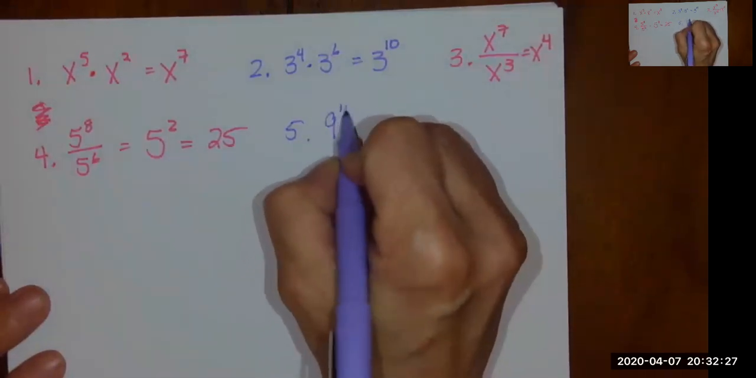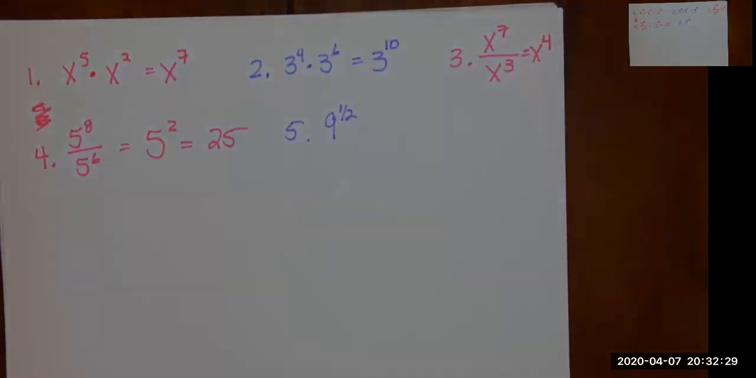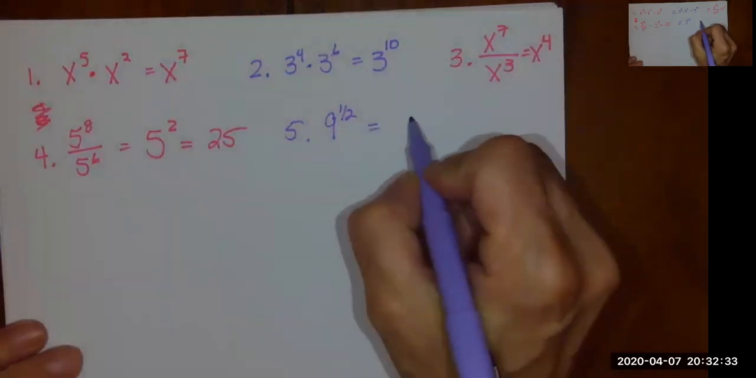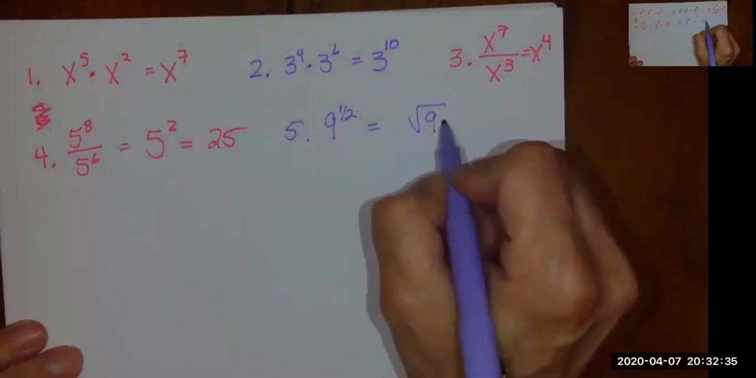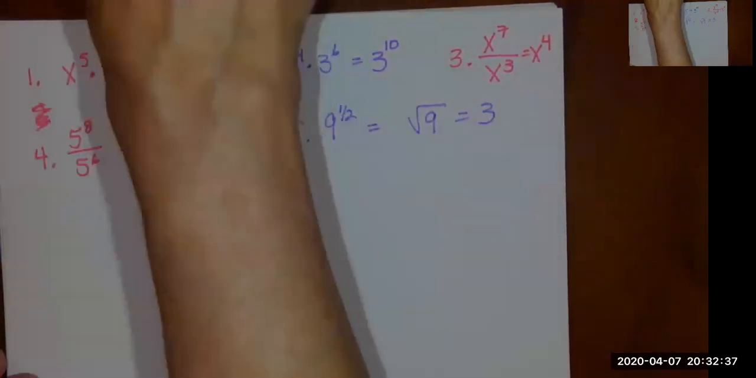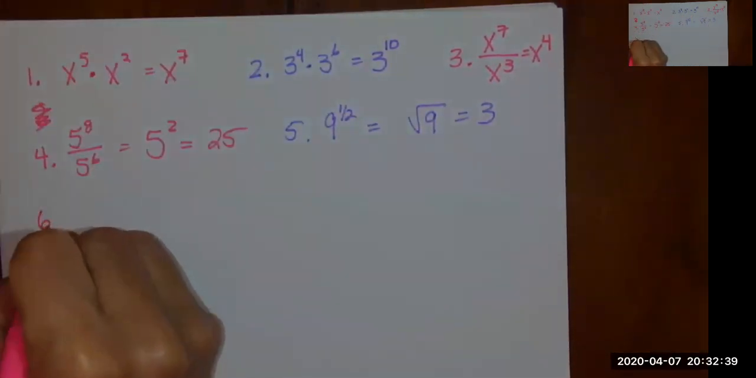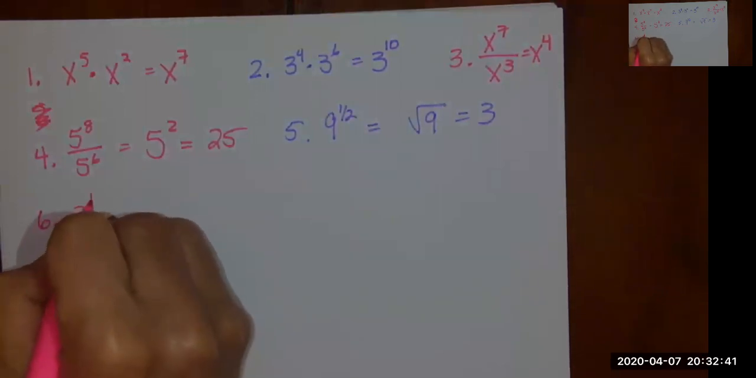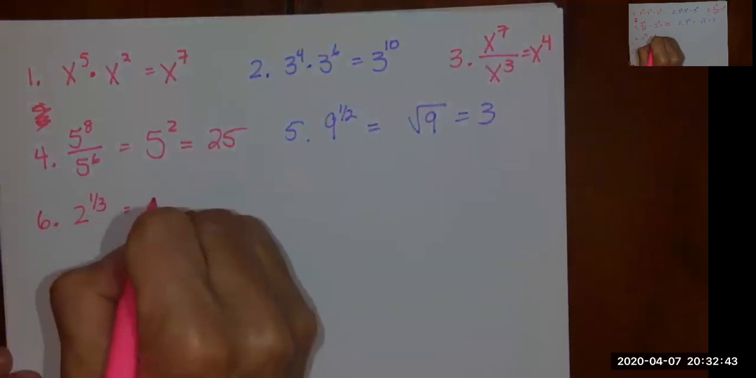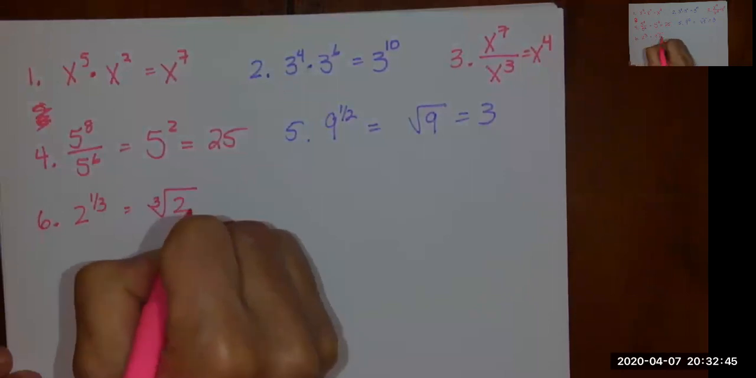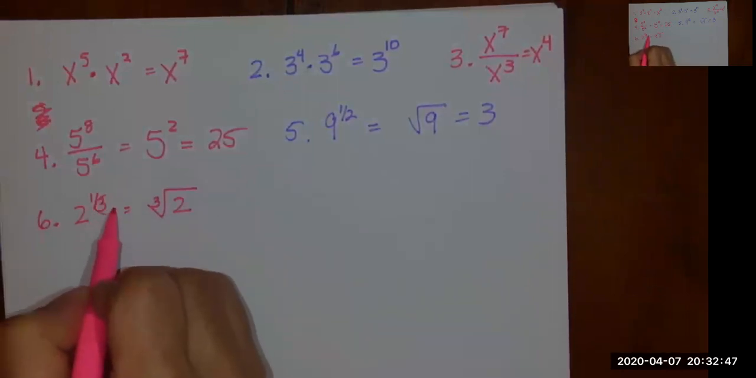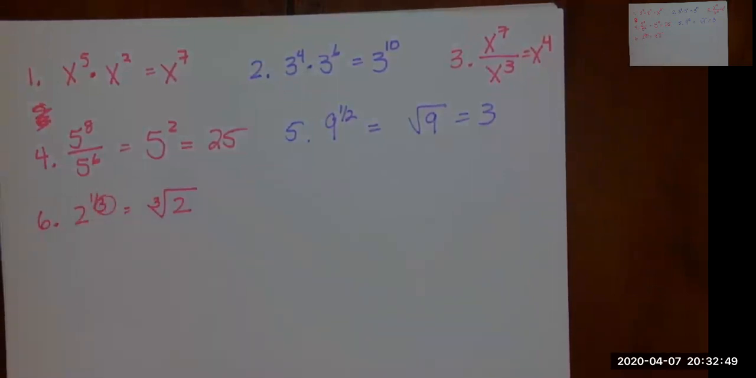9 to the 1/2. I want to make sure you understand that the 1/2 power means a square root. So that is the square root of 9, which of course is 3. Number 6, 2 to the 1/3. That means the cube root of 2, right? This right here is the root, and that's the power. We don't know the cube root of 2, so we're just going to leave that alone.